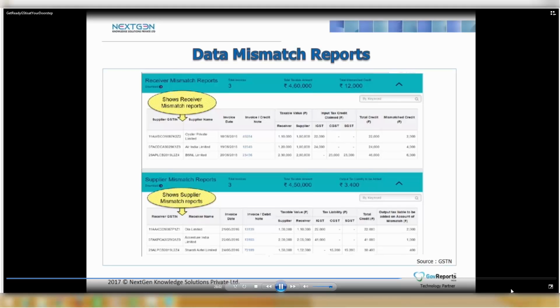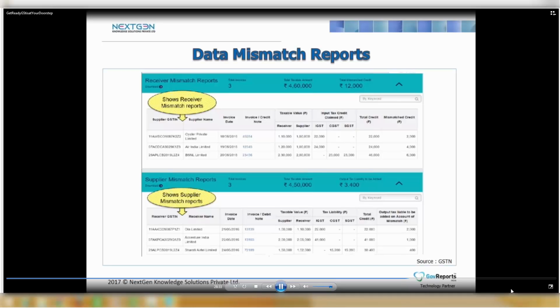The first invoice has taxable value as per receiver 1,10,000 and as per supplier 1 lakh rupees. So it has an impact on the input tax credit claimed by the taxpayer, which is 22,000 IGST, and the total mismatch amount in credit is 2,000 rupees. Then the second invoice has taxable value as per receiver 1,20,000 and as per supplier 1 lakh rupees. So there is a mismatch of credit of 4,000 rupees.